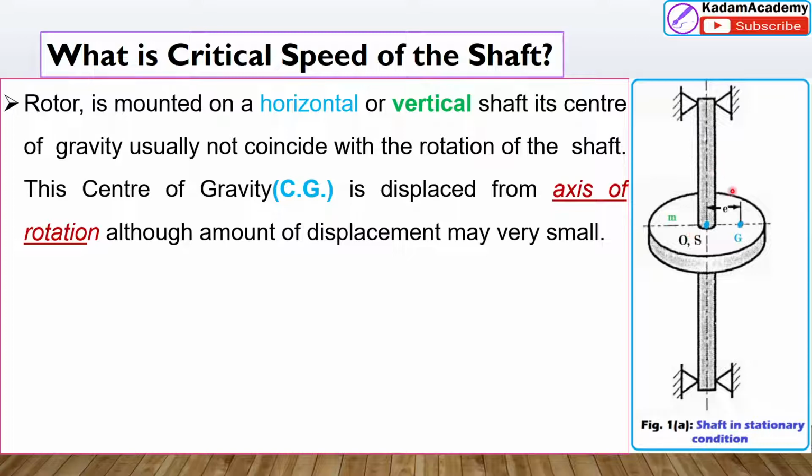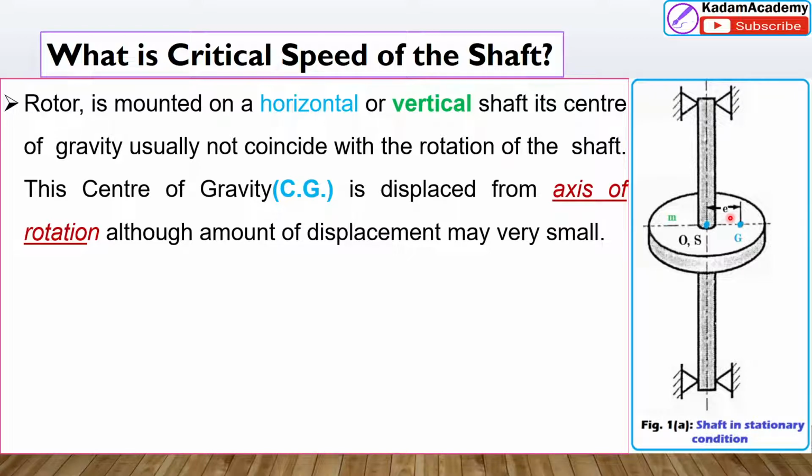Due to this, G shifts by a distance e, the eccentricity of the rotor. So the center of gravity is displaced from the axis of rotation by this amount. The displacement is very, very small, but it will create some vibration. Just watch the first video. Okay.